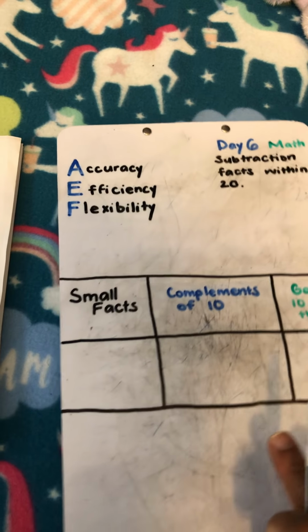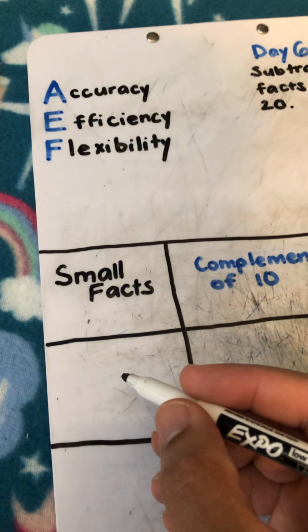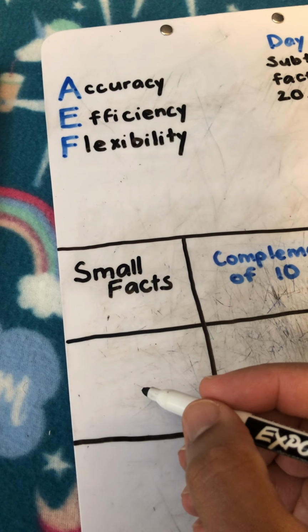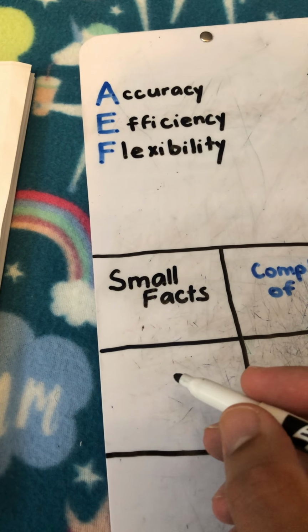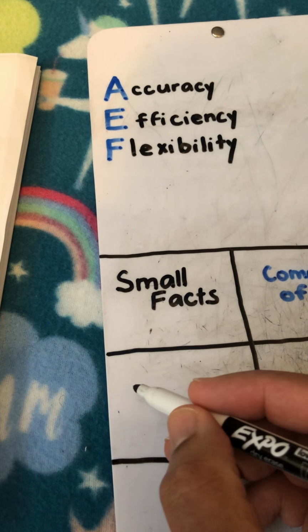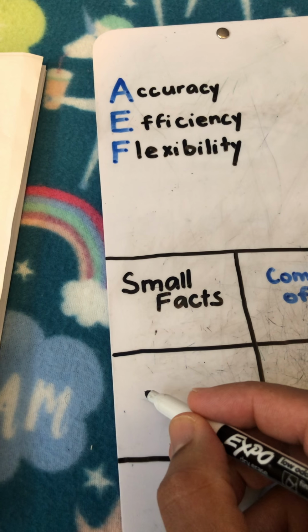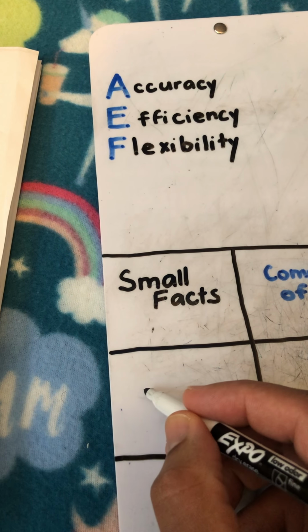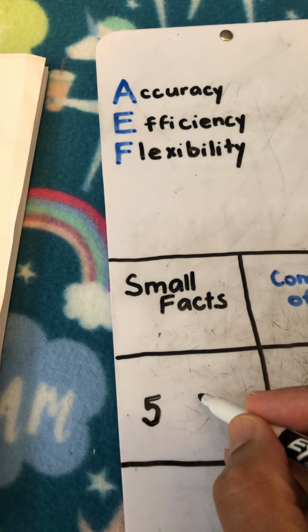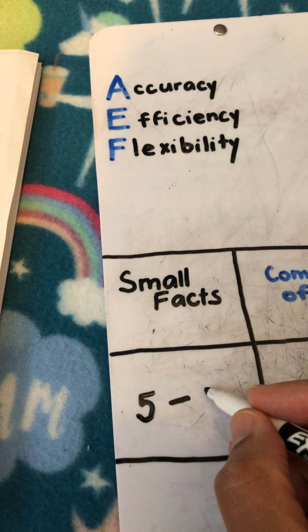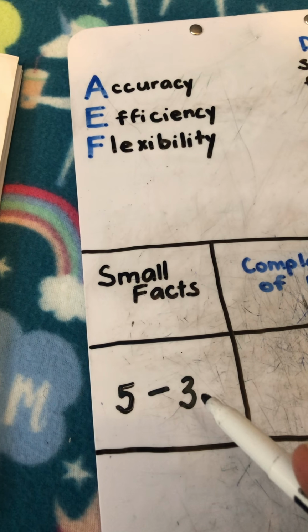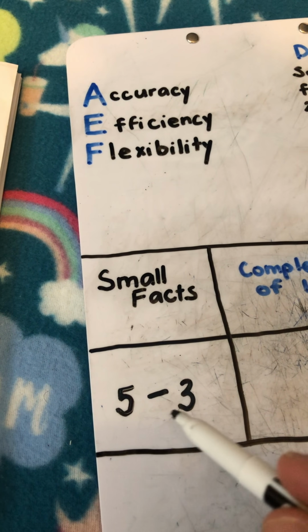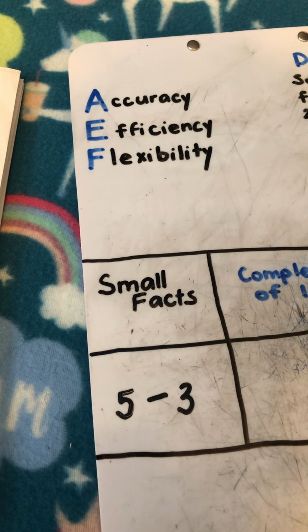Now, when I'm thinking of small facts, I'm thinking of numbers that are small enough that I can visualize them in my head, that I can picture them, and that I can work with them without having to do too much. So I could take, for example, something such as 5 minus 3. Now, this is an example of a small fact question. These numbers are small enough that I can picture them in my mind.